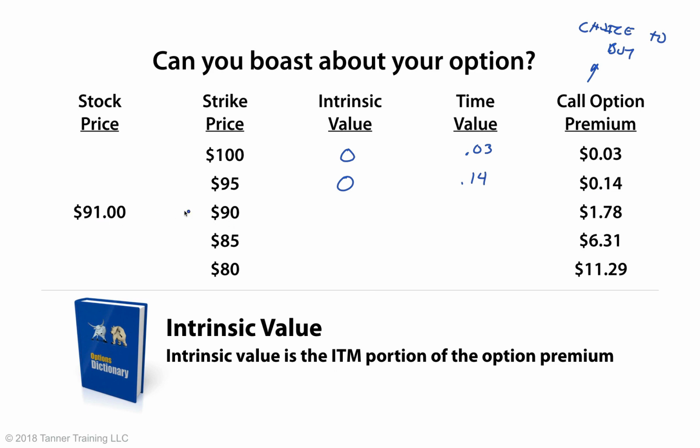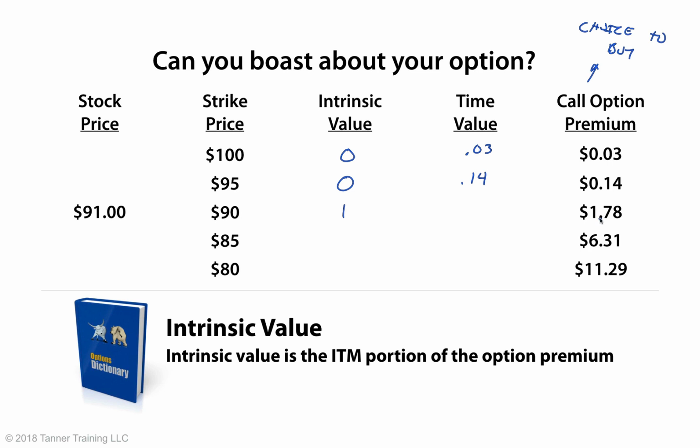Is this at the money? Now, they call this the at the money option because it's close. But the reality is it is $1 in the money, isn't it? And so I say, can I boast about my option? Absolutely I can. Absolutely I can. So I know I have $1 of intrinsic value here. If I own this option, I know that I can buy the stock at 90, even though it's worth 91. That's $1 of intrinsic value.